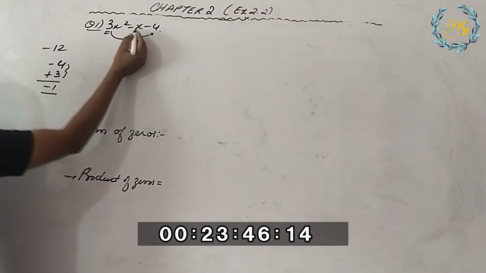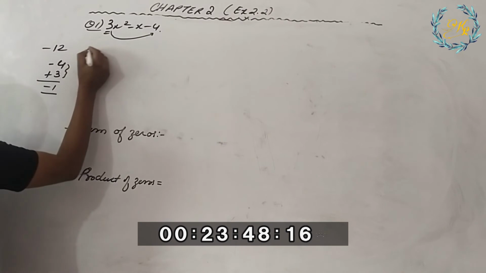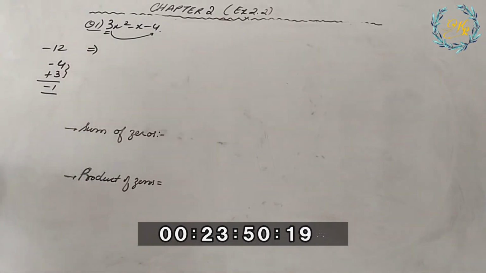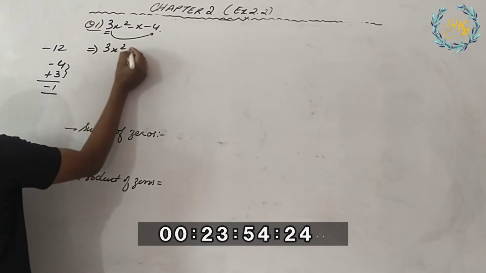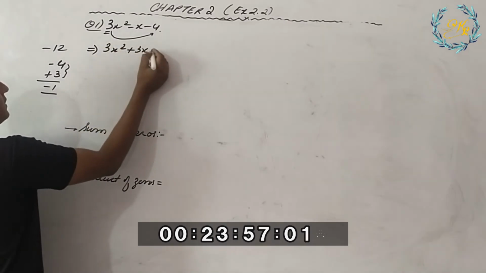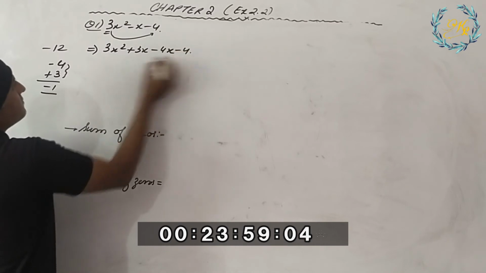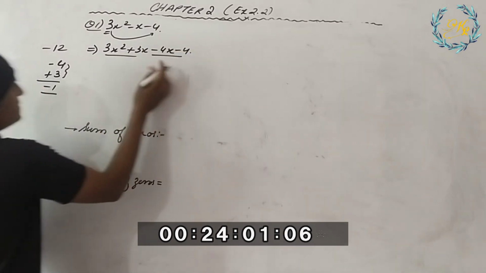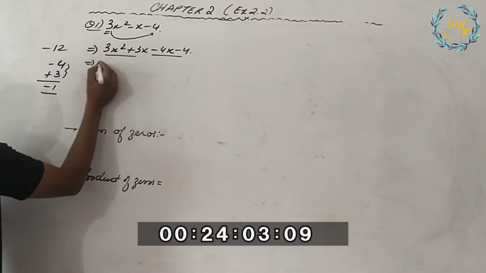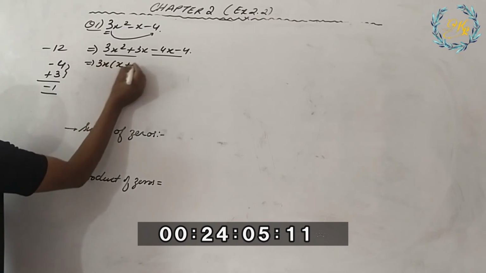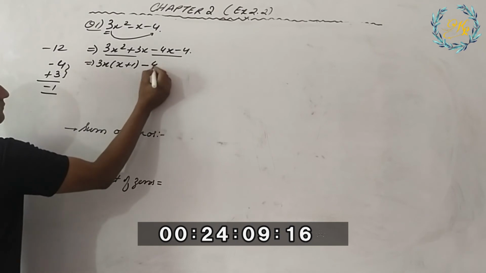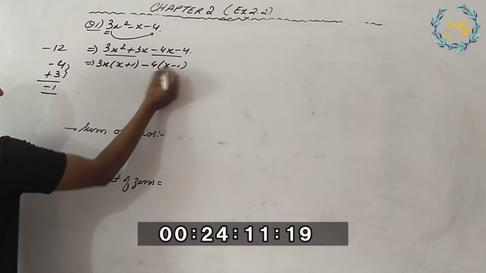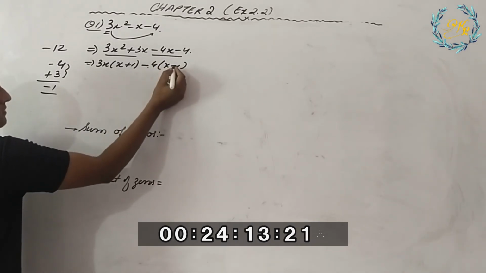So replacing the middle term with these two, I get 3x square plus 3x minus 4x minus 4. Making pairs, taking 3x common from the first pair, you get x plus 1. Taking minus common outside, from here taking 4 common, you get x plus 1.